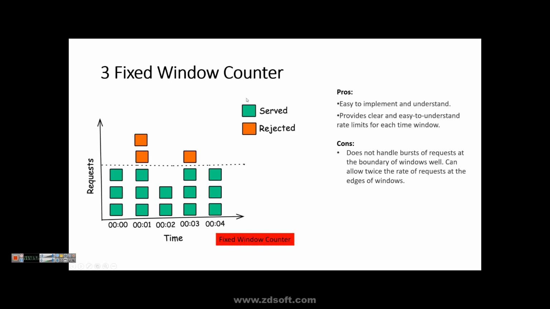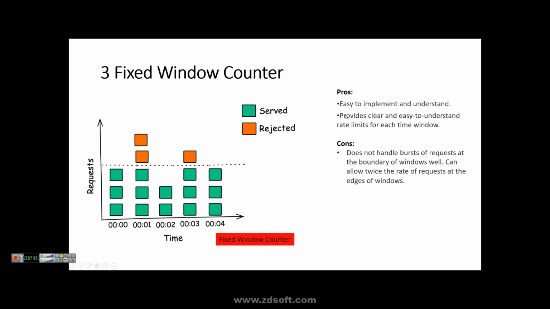Then third one is fixed window counter. This fixed window counter algorithm divides time into fixed windows and counts the requests in each window. How it works: firstly time is divided into fixed windows, consider a 1 minute interval. Then each window has a counter that starts at 0. New requests increment the counter for the current window, and if the counter exceeds the limit, requests are denied until the next window. In this way the fixed window counter works.